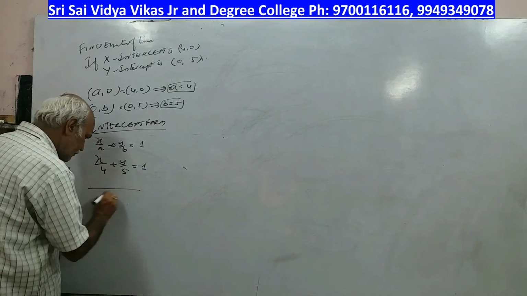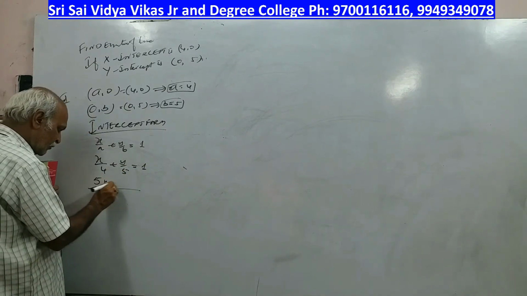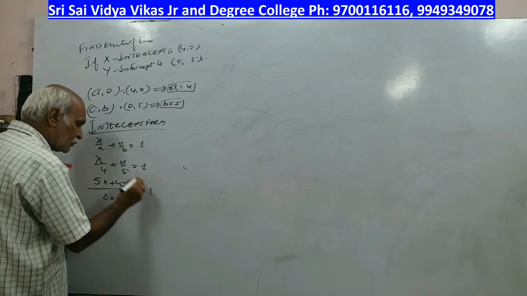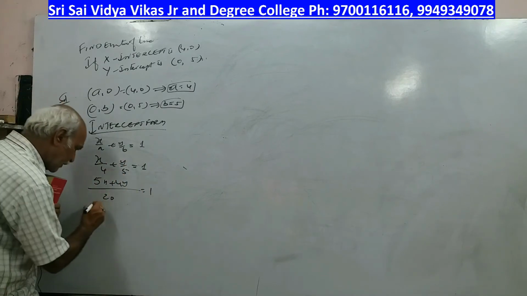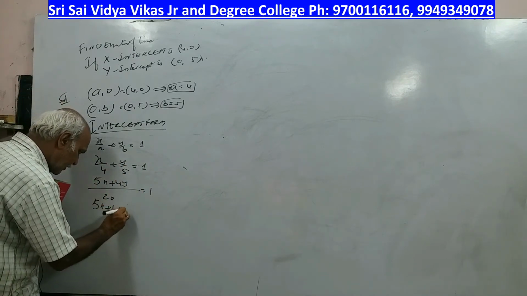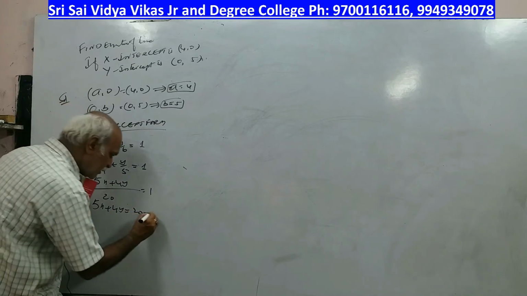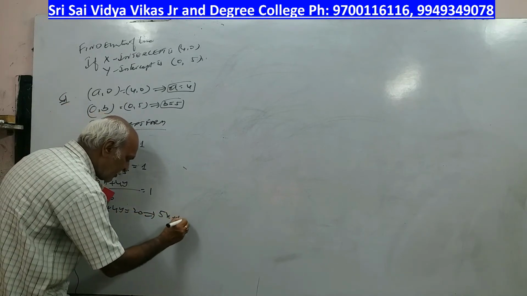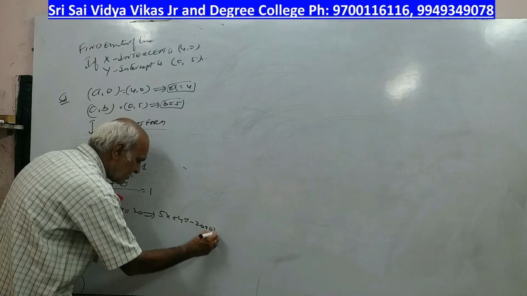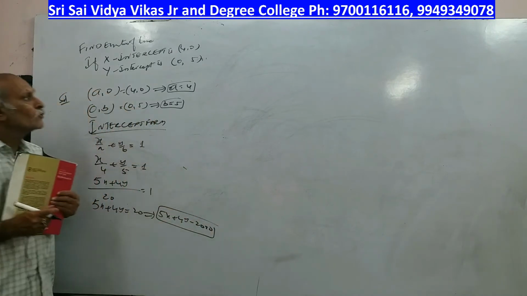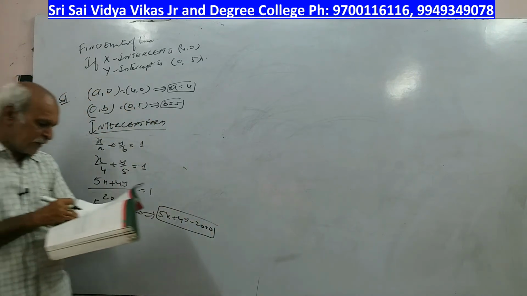Then what is the LCM? 20. 5x plus 4y is equal to 20, cross multiply, or 5x plus 4y minus 20 is equal to 0. Right? So, just formula application. Okay, let us see one more problem.